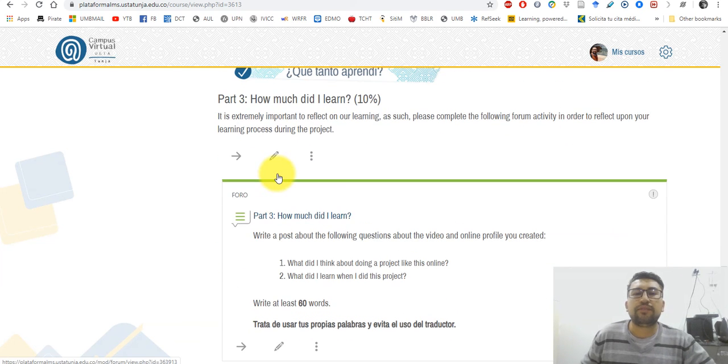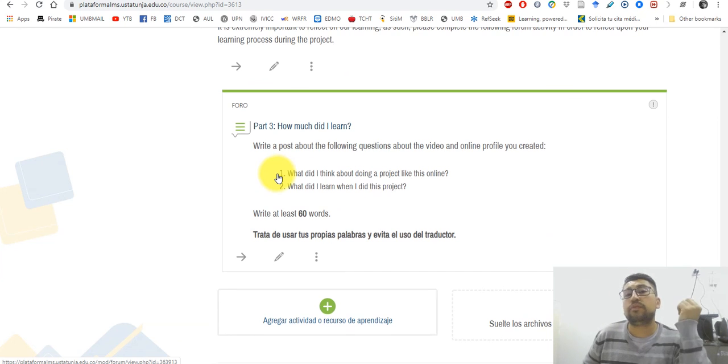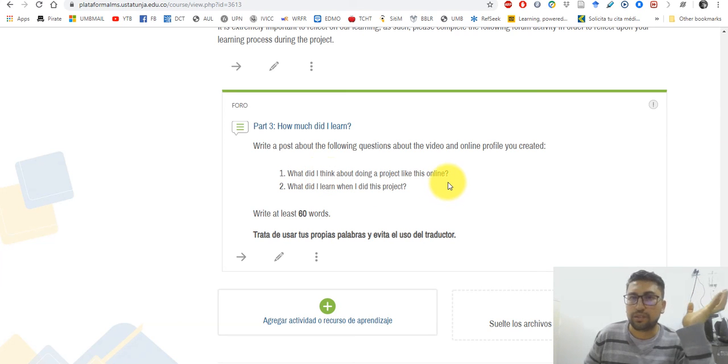And finally, we have a self-assessment, okay? In this self-assessment, you're going to evaluate the process of the course, how you felt, what you have learned. All right, you're going to answer 2 questions. Number 1, what did you think about doing a project like this online? And number 2, what did you learn about this project?